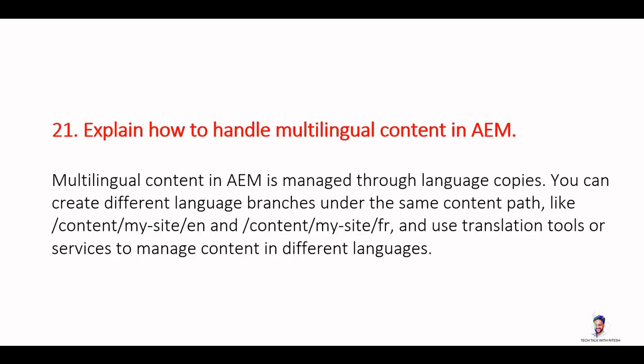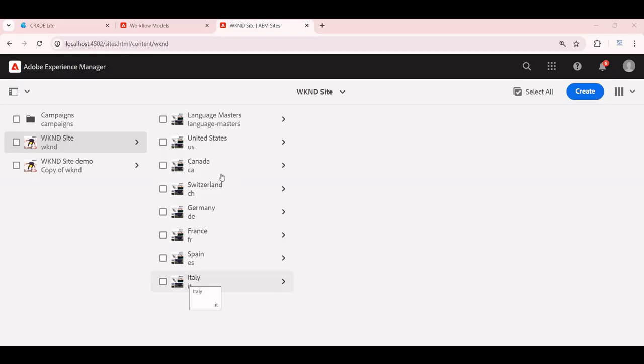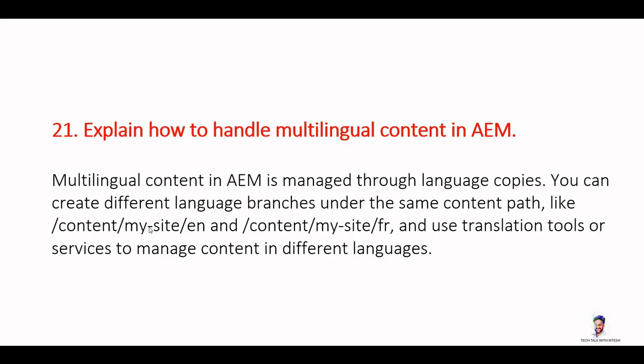Now the next question is: explain how to handle multilingual content in AEM. A multilingual site is nothing but your website being in multiple languages. I mean, it supports multiple languages. So for example, your website is for the US, Canada, Switzerland, Germany, France, Spain, and so many more. That is called a multilingual website. And then how do we handle it?